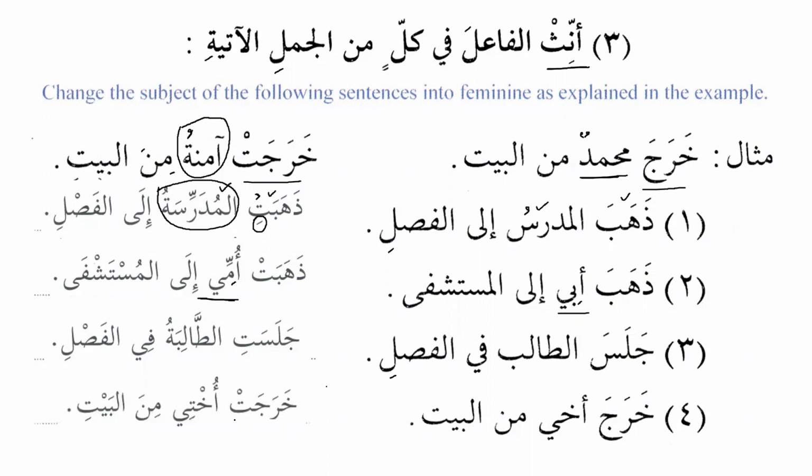Now here, there is no need to put kasra over here. Why is there no need? Because after kharajat, we don't have hamzatul wasl, or we don't have al. We have hamzatul qat'. Hamzatul qat' means that it has to be pronounced. You cannot drop it and you cannot connect it. It has to be pronounced. So that's why we say kharajat ukhti min al-bayti. My sister went out of the house.